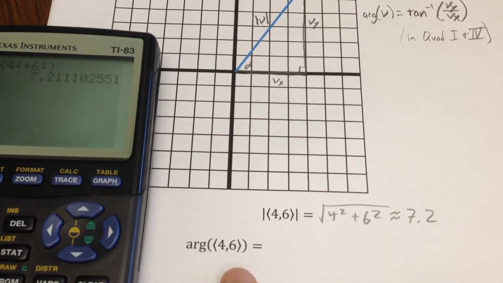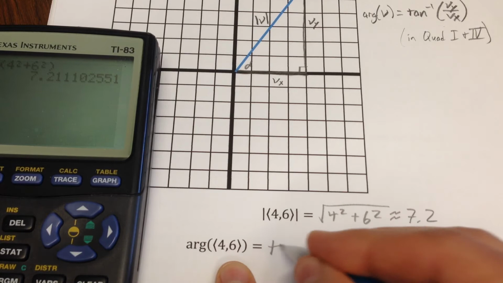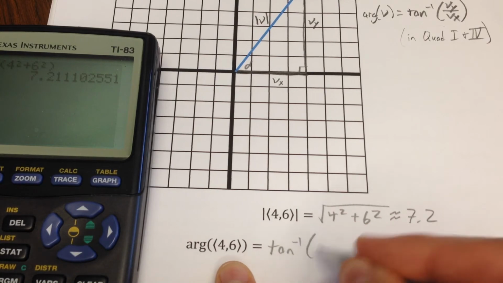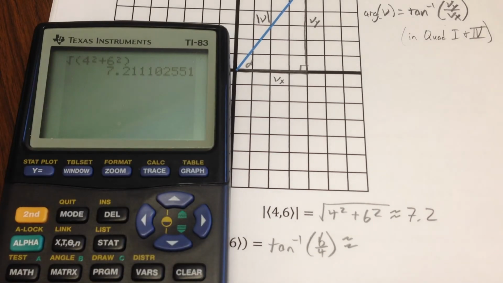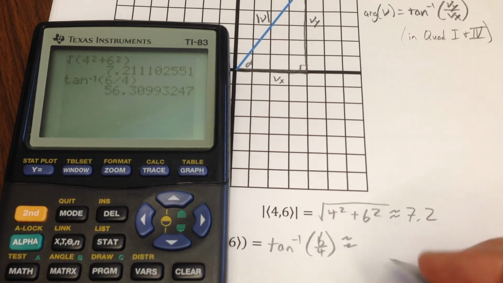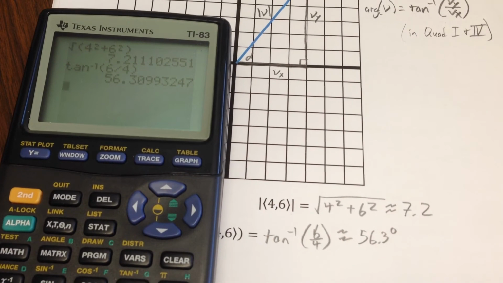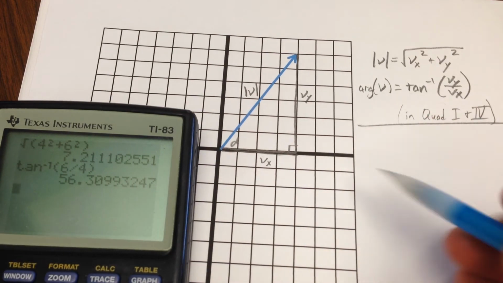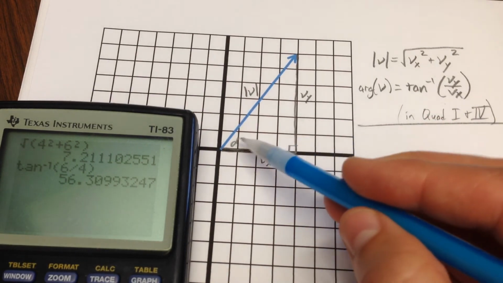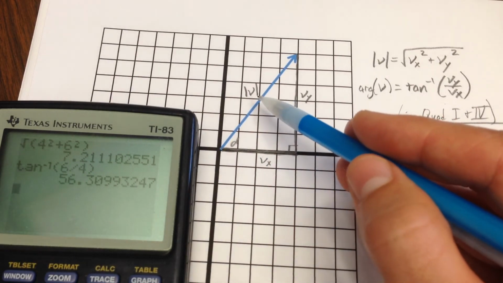If you're looking for the argument here, that's going to be tan inverse of 6 over 4, which will give us approximately 56.3 degrees. Seems reasonable, first quadrant, all is well. Now you can go the other direction as well. That's for going from knowing the components to knowing the argument and the magnitude.